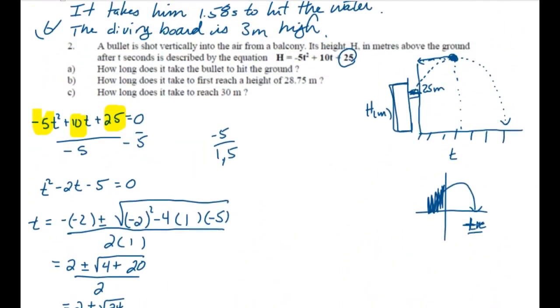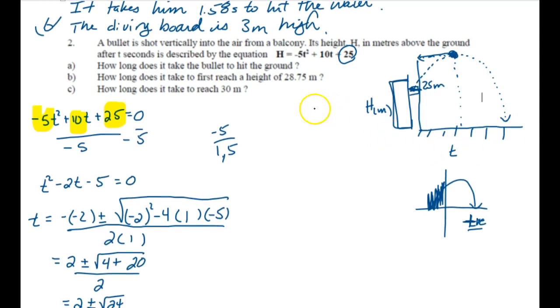Alright. C. How long does it take to first reach a height of 28.75 meters? Alright, let's get in here now and clean this up a little.